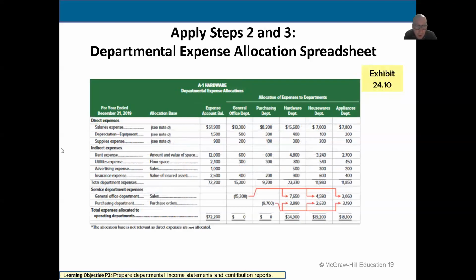Step two, we allocate those expenses across. Now, how do we do it? It's based off of the allocation base, remember? The allocation base for rent, of course, is going to be square footage. Utilities, also square footage. Advertising expense is allocated by sales. And the insurance expense is allocated by the value of the assets insured. Makes sense.